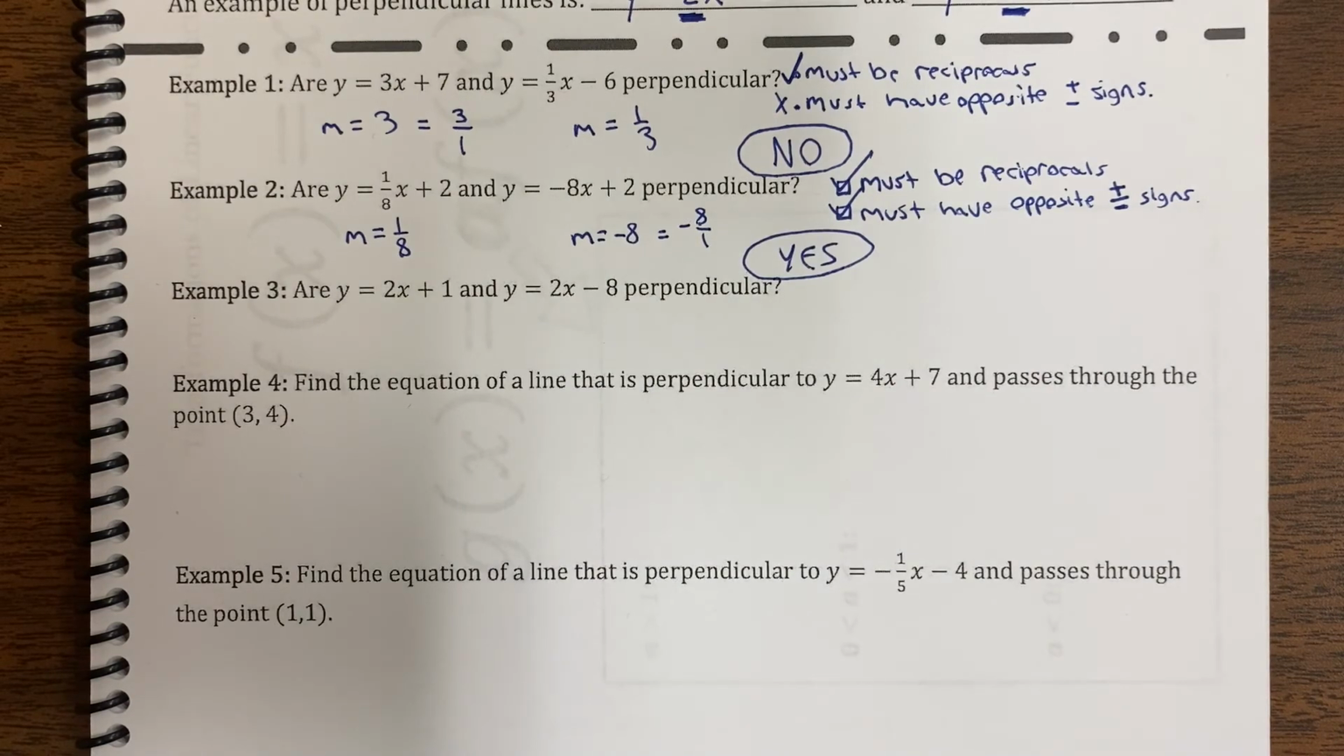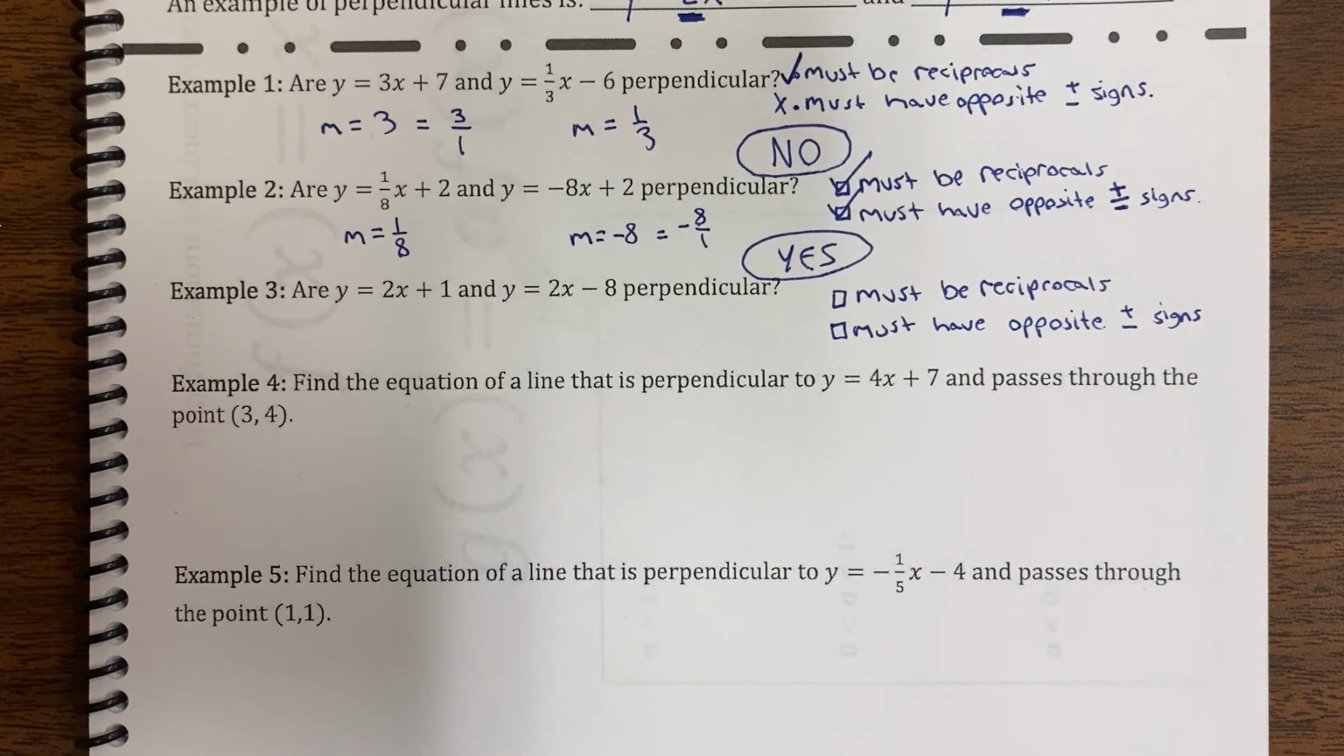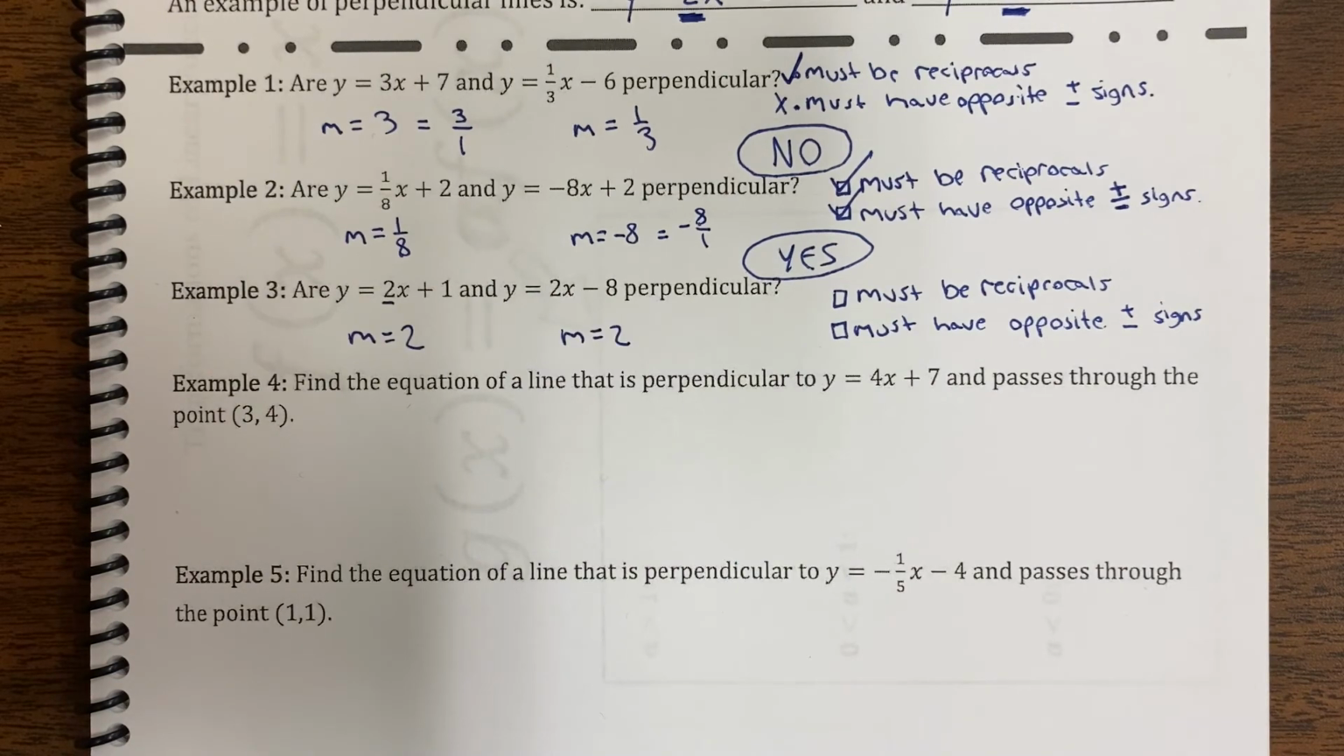Let's see example 3. Are y equals 2x plus 1 and y equals 2x minus 8 perpendicular? Remember, they must be reciprocals and they must have opposite positive and negative signs. Let's look at their slopes. So the first slope is 2. As a fraction, that would be 2 over 1. For the second one, it's the same. 2 would be 2 over 1.